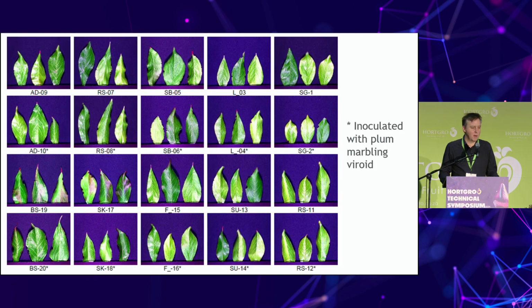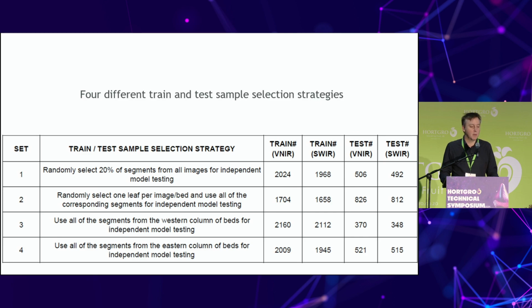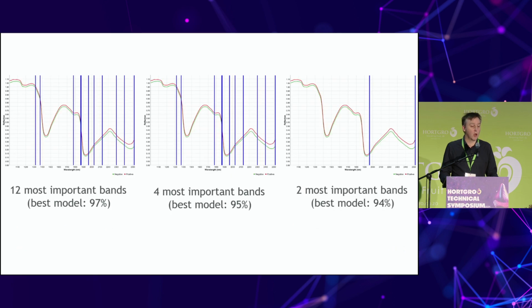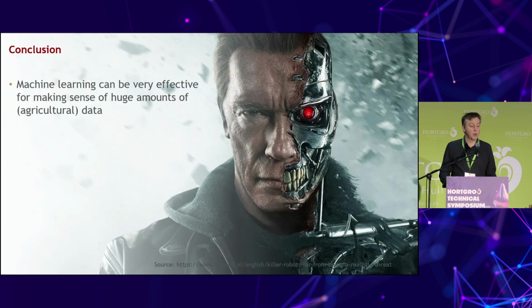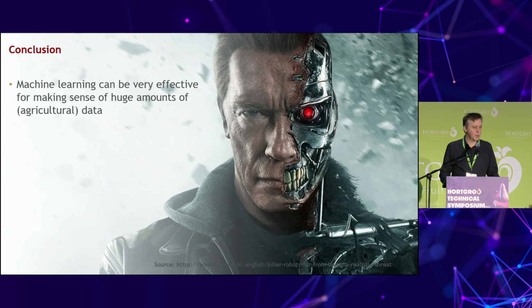All right, I have 1 minute left, so I'm going to skip this one. This is also a Hortgro project where we looked at the plum marbling viroid classification or detection using hyperspectral imagery, which we scanned the leaves of inoculated trees and identified important bands and got a really good classification accuracy of 95% for this viroid. But maybe I'll have an opportunity to present on that on another occasion.